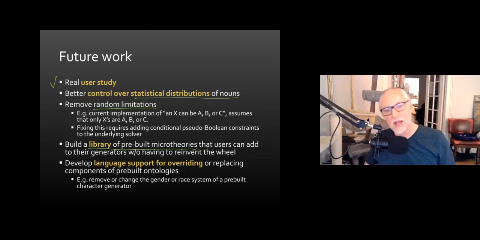But then if you're using that pre-built thing, it might not be exactly what you want, or there might even be something in it that you find offensive. So we want to have some kind of language support for being able to, when you import one of those microtheories, override or delete parts of it.